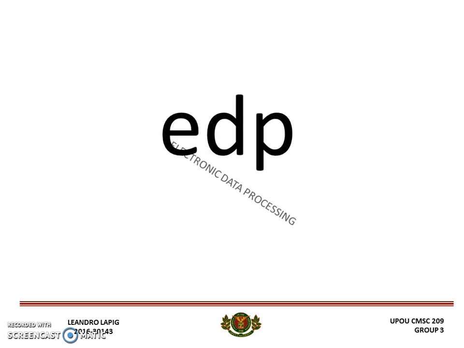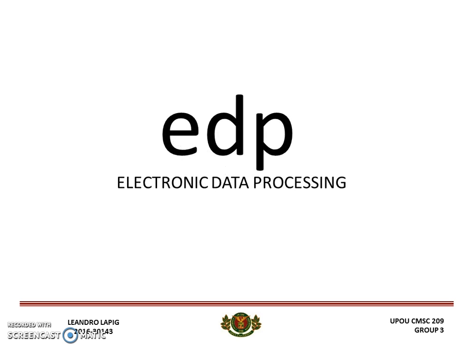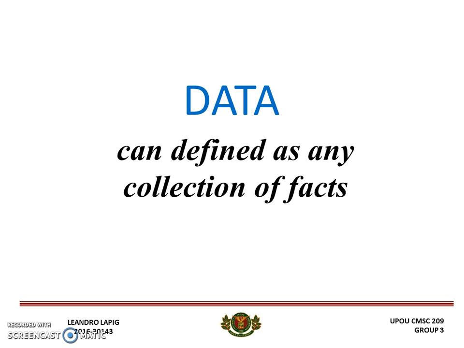EDP stands for Electronic Data Processing. But before we begin, we define what data is. Data is defined as any collection of facts. Sales reports, inventory figures, test scores, customers' names and addresses, and weather reports are all examples of data.